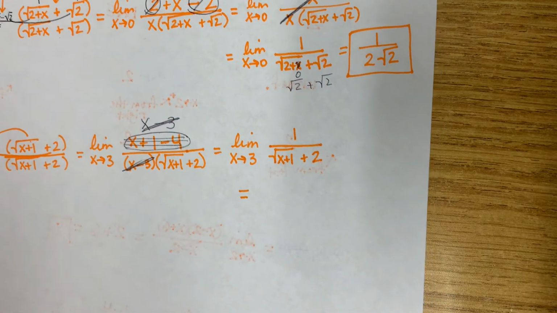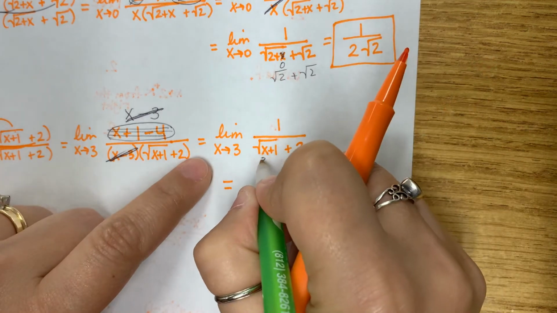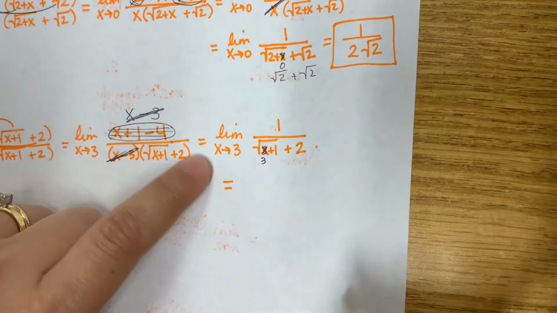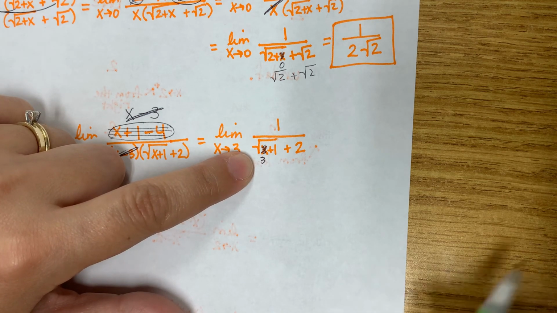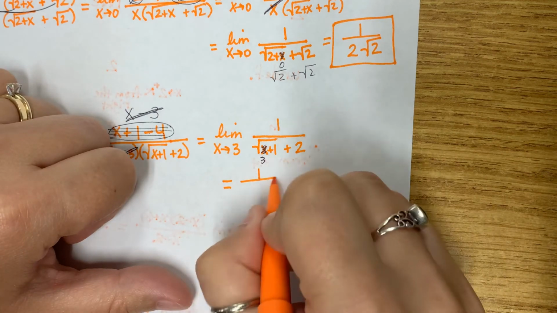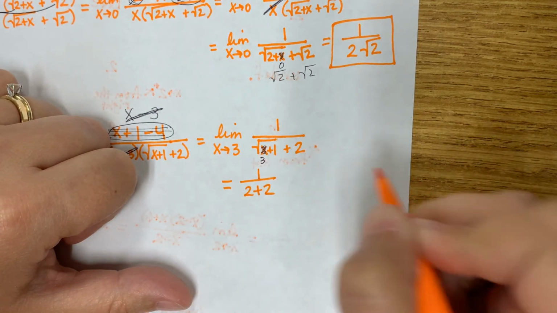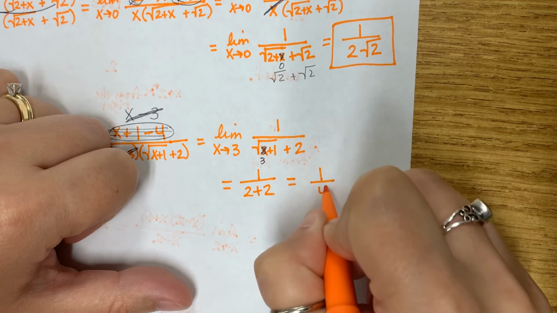So now if I substitute in my 3 right here, I get the square root of 3 plus 1, which is the square root of 4. The square root of 4 is 2. So I get 1 over 2 plus 2, which is 1/4.